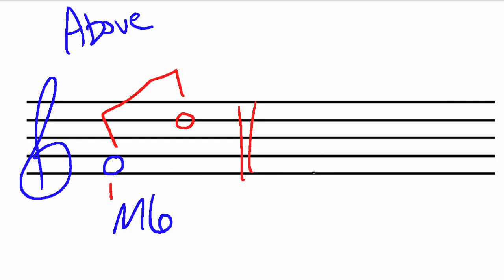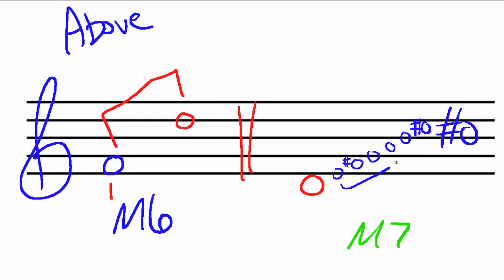How about another one? D, and we're going to write a major seventh above D. Just go up your major scale. D, E, F sharp, G, A, B. C sharp is in the key of D major, therefore C sharp it is.